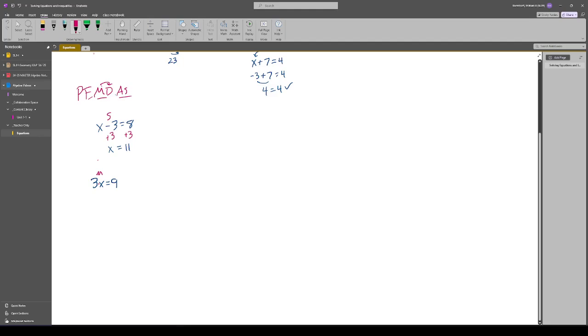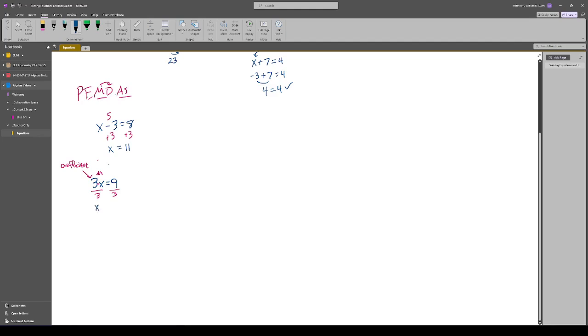Remember that a variable and a constant written side by side, we call this one a coefficient, and it tells us how many of the variable there are, and there's a hidden multiplication operation in between them. So to undo that multiplication, I'm going to divide both sides by 3. When I divide the left side by 3, I have 3 divided by 3, which is 1x.